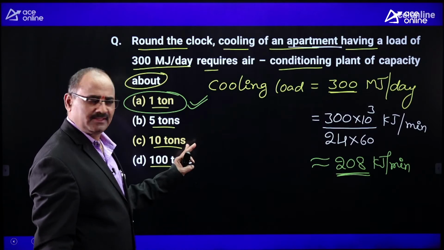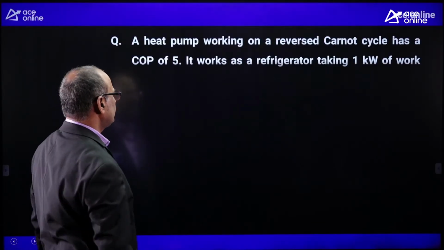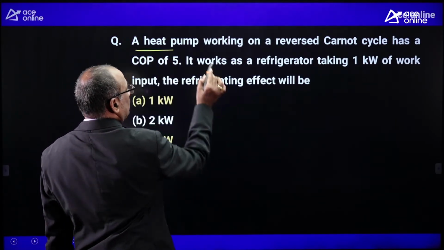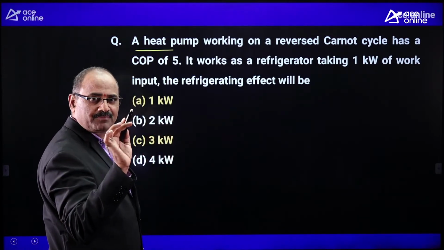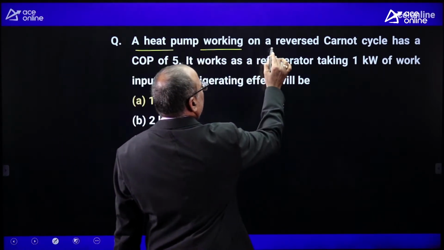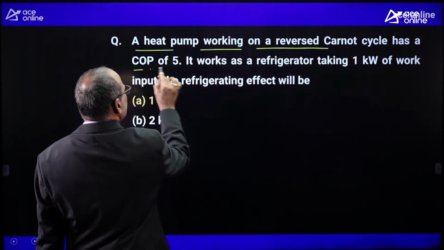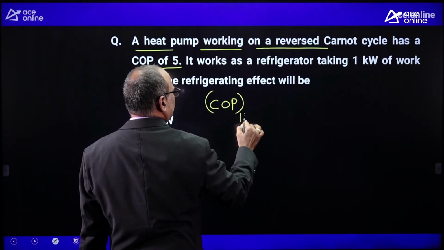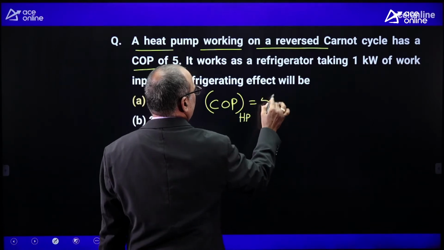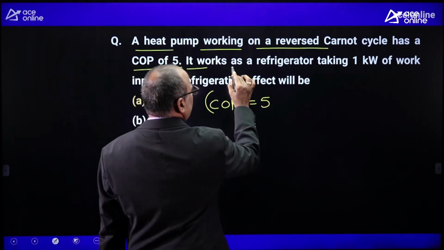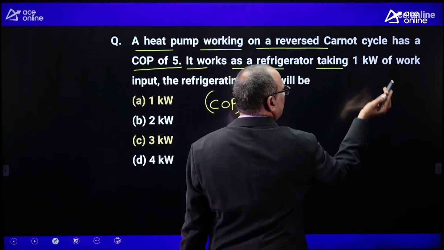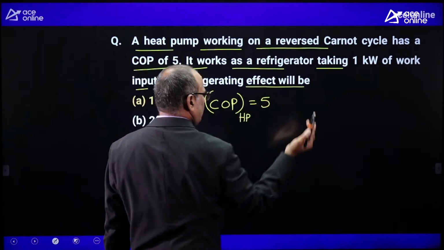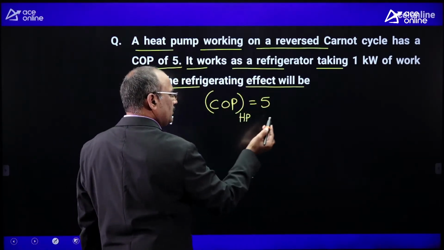Understood clearly? Yes. Now let us take the another important question. Try to read it clearly. A heat pump. Yes, this is the problem for heat pump. The heat pump working on reversed Carnot cycle has a COP of 5. Given that the COP of the heat pump is equal to 5. It works as a refrigerator taking 1 kilowatt of work input.